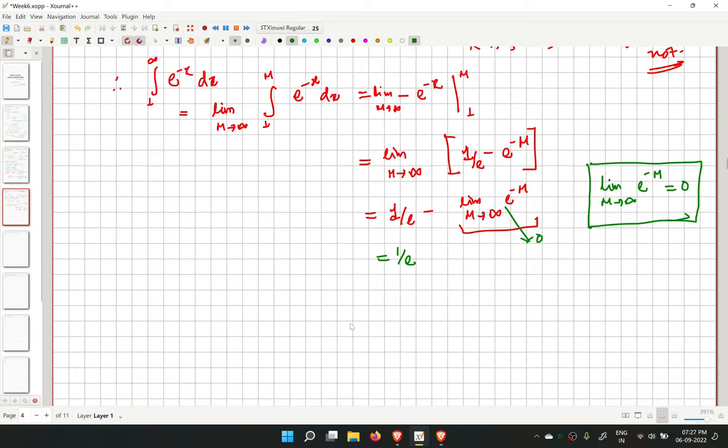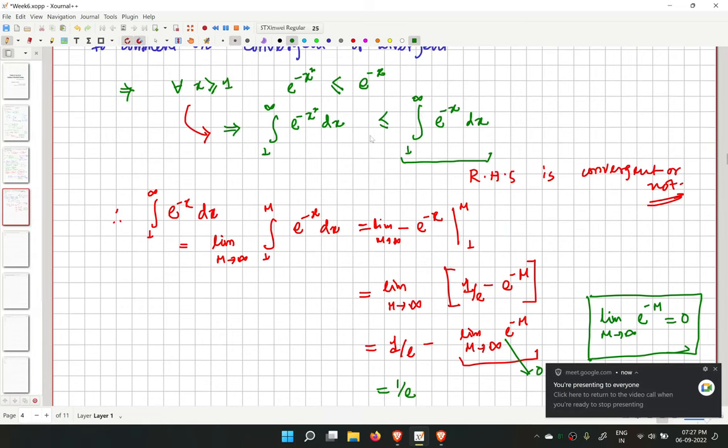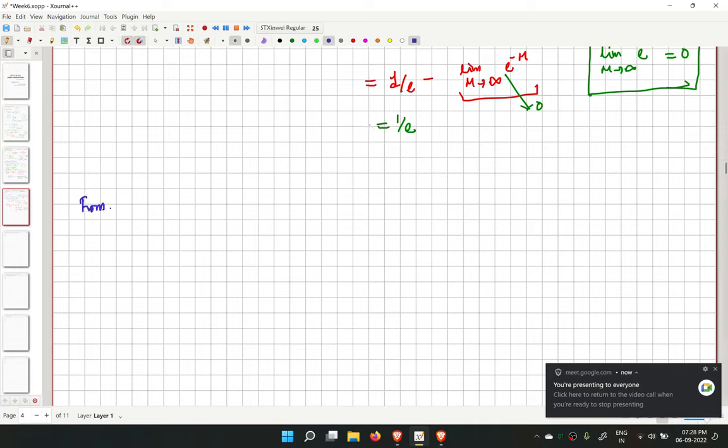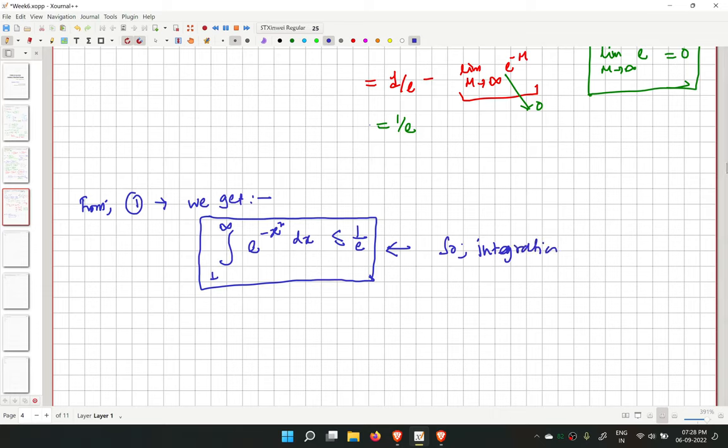So now we can look at this statement here. Let us write it as number one. So we can look at the number one statement, and we get integration from 1 to infinity of e to the power minus x squared dx is less than or equal to 1 over e. So that means this integration on the left hand side is not diverging. So the integration will converge. Let me write it clearly.